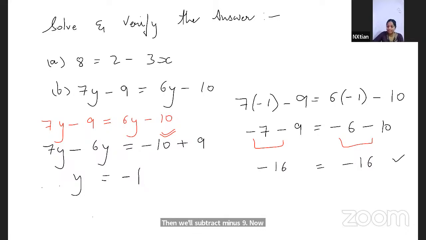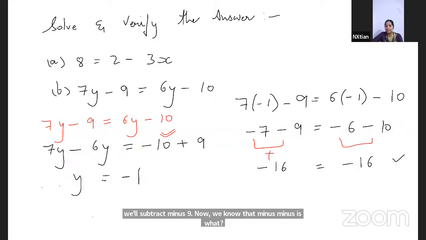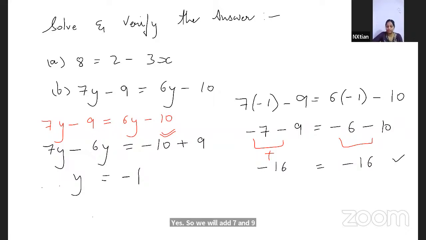Now, we know that minus minus is what? Plus. Right, minus minus is plus. So we will add 7 and 9, it becomes 16. The bigger number 9 has the sign of minus, so we will put minus below. We make it minus 7, minus 16. Similarly here, 6 when multiplied by minus 1 becomes minus 6. Then minus 6, minus 10. Both minus signs, we add them. It becomes 16. Again, 10 has the sign of minus, bigger number, so we put minus 16.